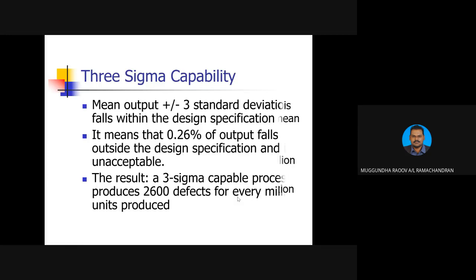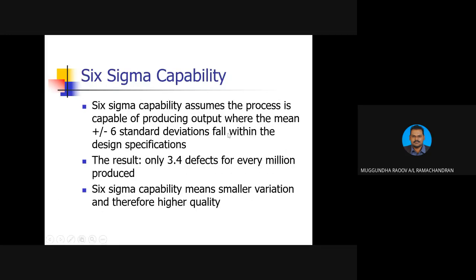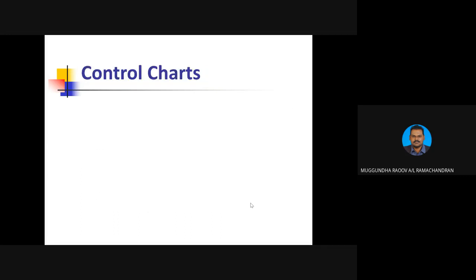There is 6 sigma capability as well. Six sigma capability means smaller variation and therefore higher quality. So class, when we compare plus minus 3 and plus minus 6, plus minus 6 is even smaller, so the quality will be better compared to plus minus 3.